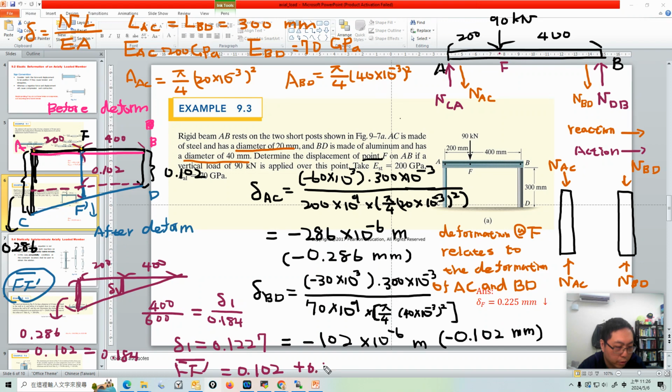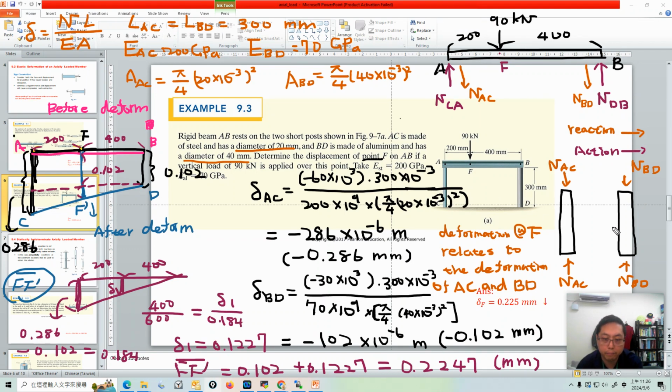So for the deformation of F, the F prime is 0.102 plus 0.1227. The value is 0.2247 millimeter. It's very close to the answer from the textbook. So the deformation at point F is equal to 0.2247 millimeter.